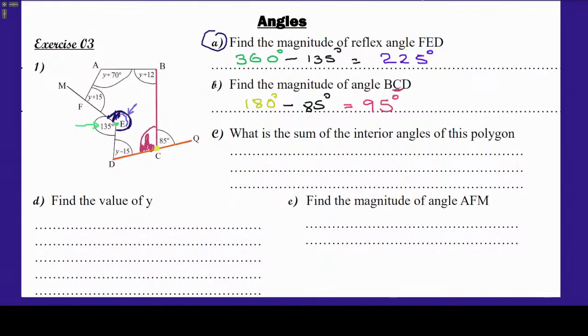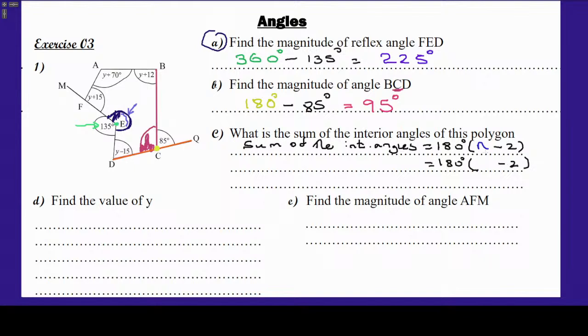Question C. What is the sum of the interior angles of this polygon? So how do we find the sum of the interior angles of any polygon? What's the formula? Sum of the interior angles is equal to what? The formula is 180 degrees times n minus 2. So for this polygon, we put 180 degrees, times n minus 2 comes as it is.